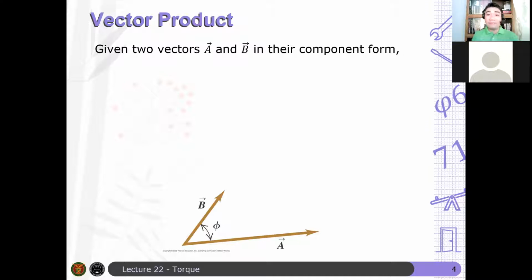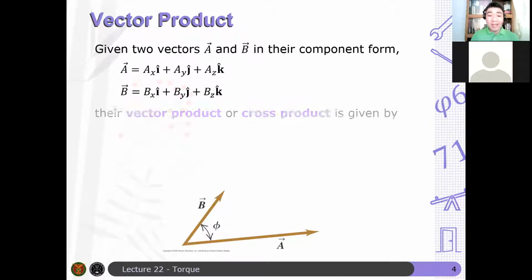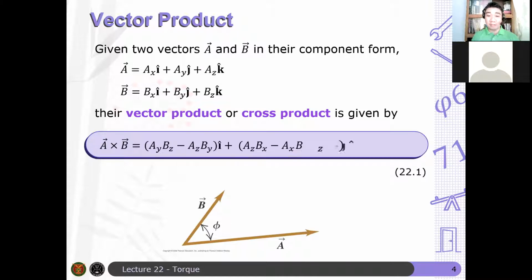So let's say you have two vectors A and B in their component form. So in general, these two vectors are in 3D. So A is some AX i-hat plus AY j-hat plus AZ k-hat, and B is some BX i-hat plus BY j-hat plus BZ k-hat. Then it turns out that we define the vector product or the cross product given by this long expression here.